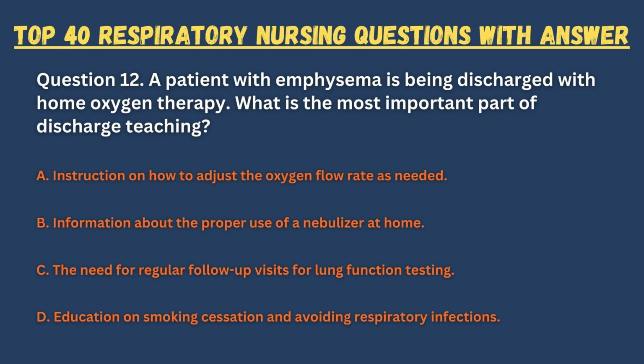Question 12. A patient with emphysema is being discharged with home oxygen therapy. What is the most important part of discharge teaching? A. Instruction on how to adjust the oxygen flow rate as needed. B. Information about the proper use of a nebulizer at home. C. The need for regular follow-up visits for lung function testing. D. Education on smoking cessation and avoiding respiratory infections.